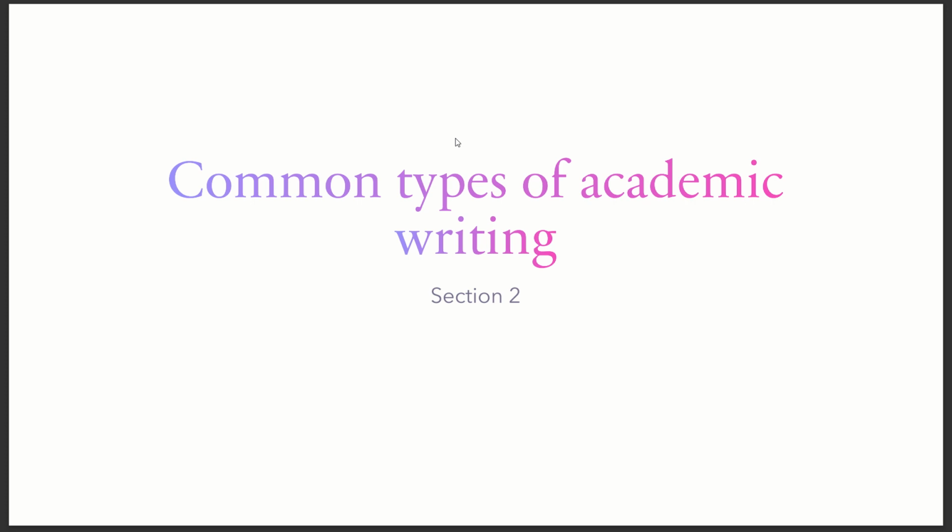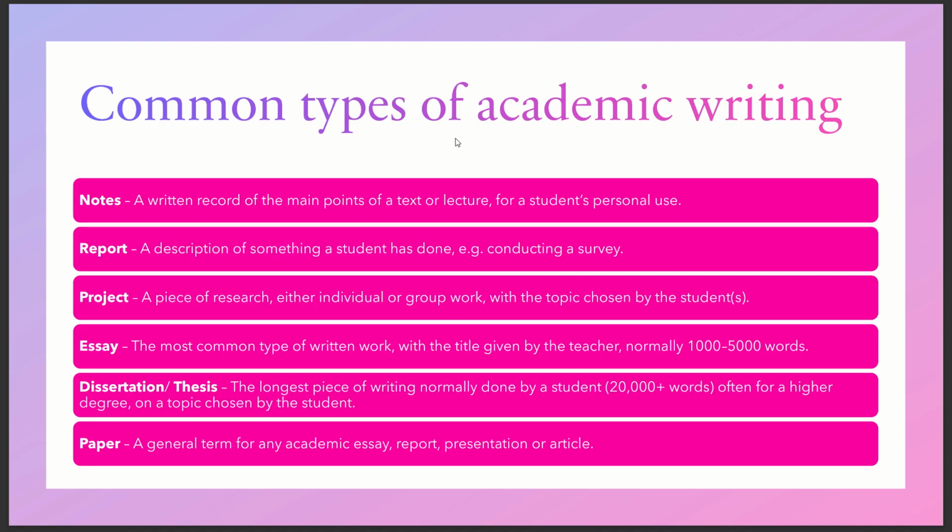What are the common types of academic writing? These are the different terminologies that we come across when we're studying academic writing. What are they? Let's see. Firstly, we have something called notes. Many times, people don't really know what it is. So what are notes?